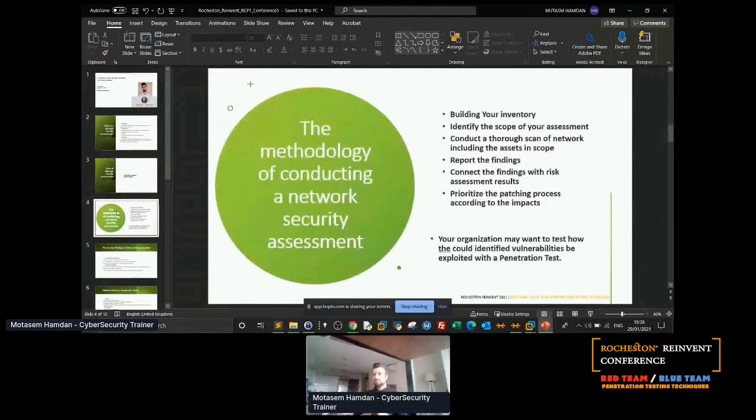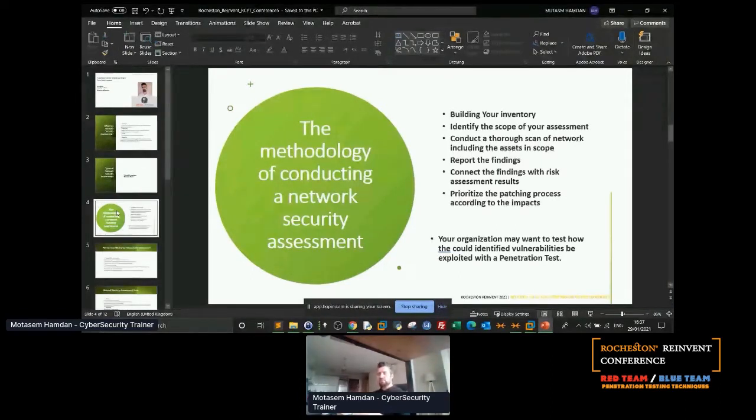Okay, now we want to talk about the methodology of conducting a network security assessment. So let's say I'm an organization, right, and I want to hire a team from outside my company. Let's say they are a cybersecurity agency. They will conduct the network security assessment. What are you going to do? How are you going to start? So the first thing is building the inventory.